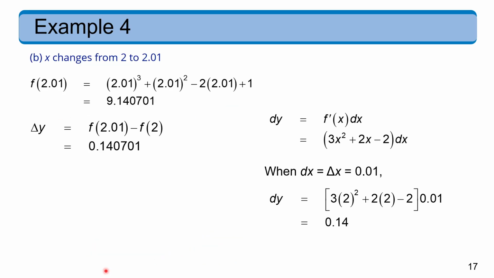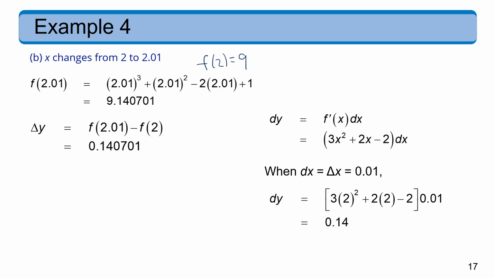Part B is just using a different incremental change in x. So we're starting at the same x value of 2, but this time we're only going over to 2.01 for the new x coordinate. So we'll start with the delta y. Just the definition would be f at the ending x value minus f at the beginning x value. We've already calculated f of 2, right? Just mention here f of 2 is equal to 9.